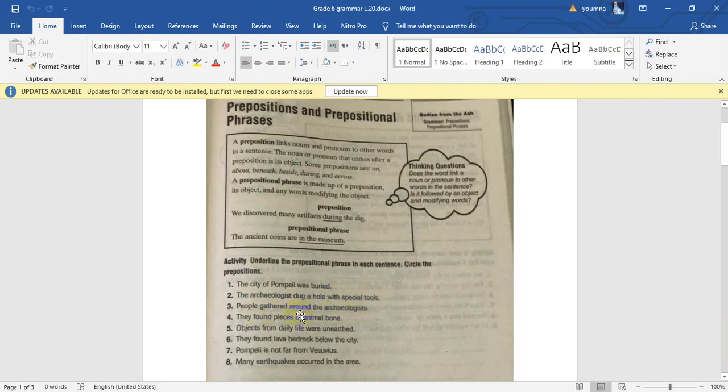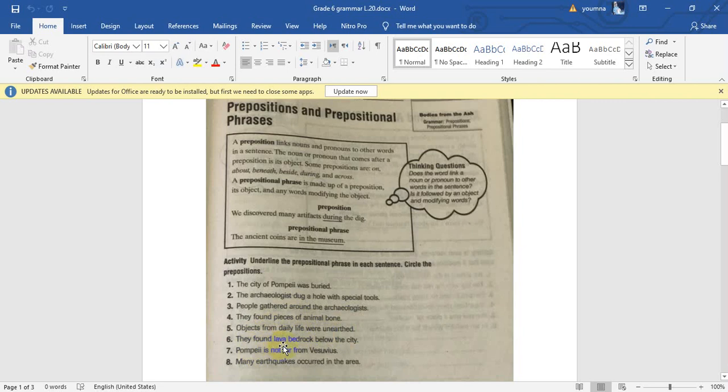People gathered around the archaeologists. So around the archaeologists is the prepositional phrase, with the preposition around. They found pieces of animal bone. So of animal bone is the prepositional phrase with the preposition of. Objects from daily life were unearthed. So where's the preposition? From daily life is the prepositional phrase, and from only is the preposition.